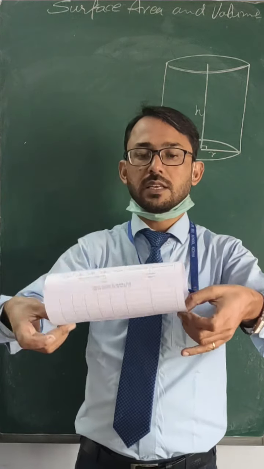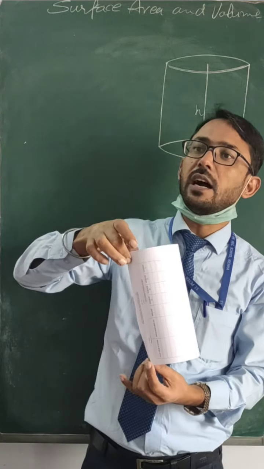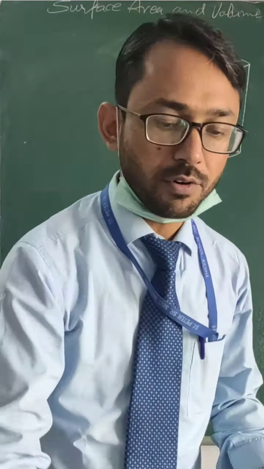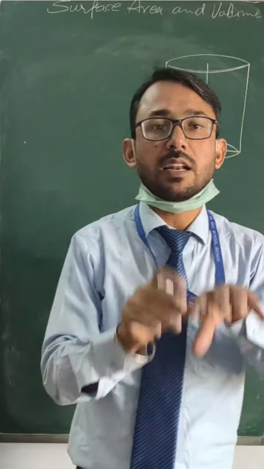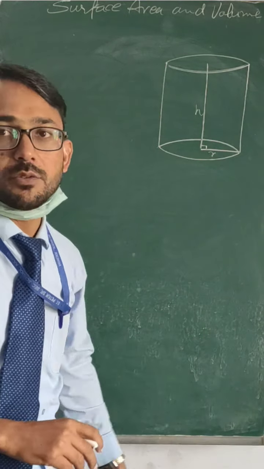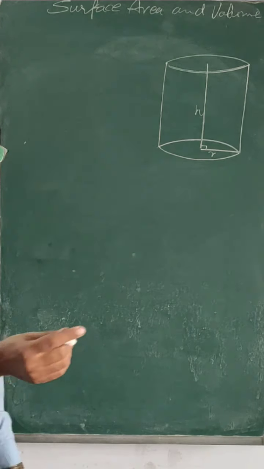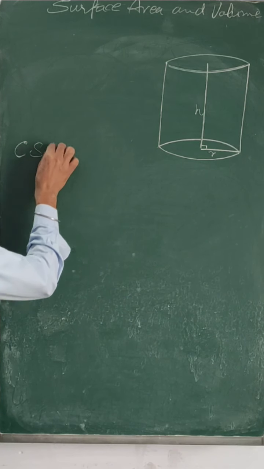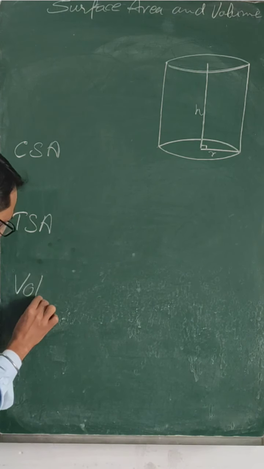This is the cylinder so formed. Hope we are able to understand what a cylinder is and how to make it. The length is changed into the base circumference and the width becomes equal to the height of the cylinder. In this case again there will be four things: we are going to learn curved surface area, then total surface area, then volume.